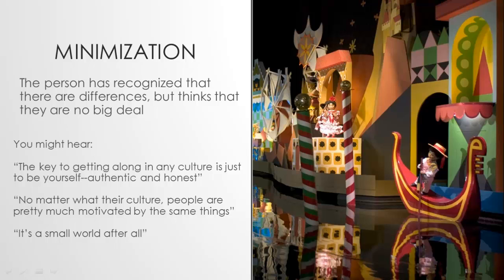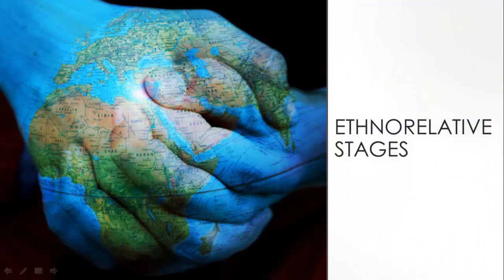They may do really well with forming superficial relationships with people from different cultures, but will have trouble truly understanding individuals who are different from themselves. Differences are trivialized and similarities overgeneralized at this stage. Next are the ethno-relative stages, which mark a change in perspective on the part of the individual who is learning to be more culturally sensitive.